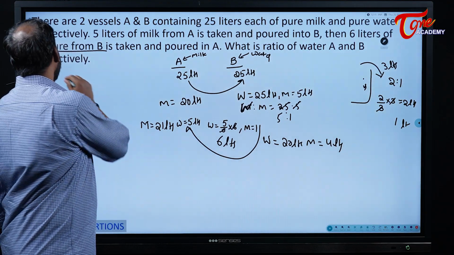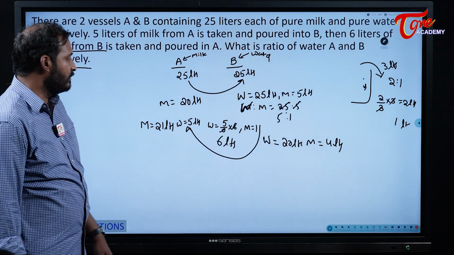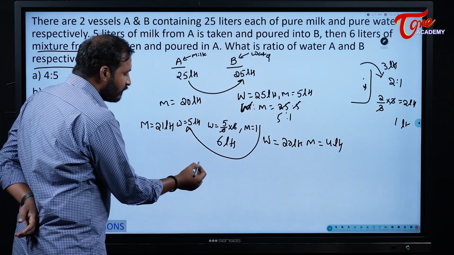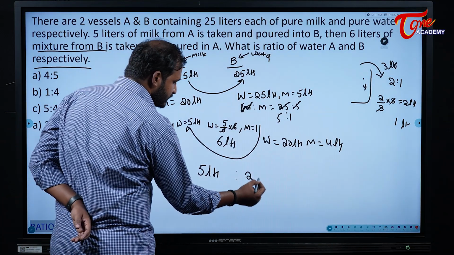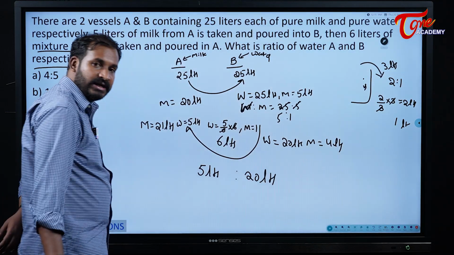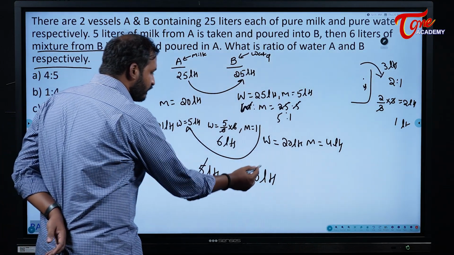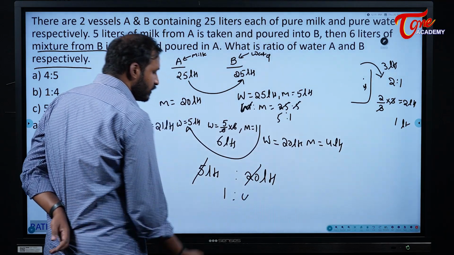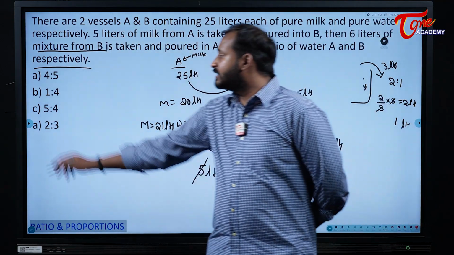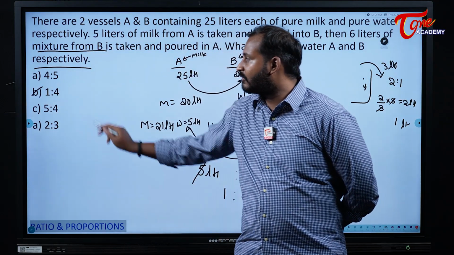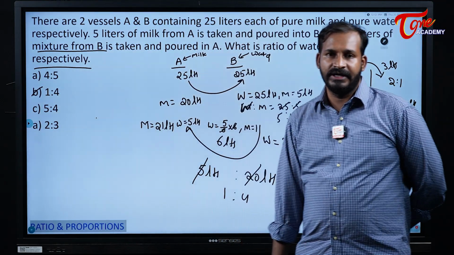Now, they are asking us what is the ratio of water in A and B respectively. In A, what is the water quantity I have? 5 liters. In B, what is the water quantity I have? 20 liters. 5 liters and 20 liters. So, this will become what for me here? 1:4. So, the water quantity in A and B becomes 1:4 for us.